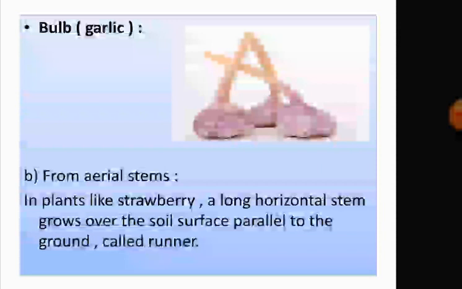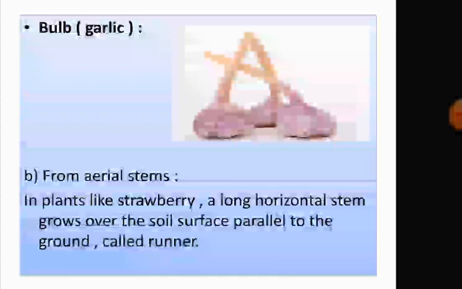Bulb, that is common in garlic or lily or tulip. Bulbs of onion and, in case of garlic also, they are used for vegetative propagation. Next is from aerial stems.